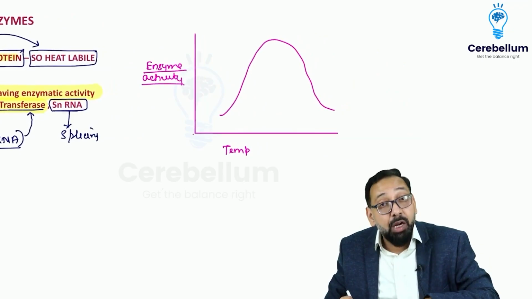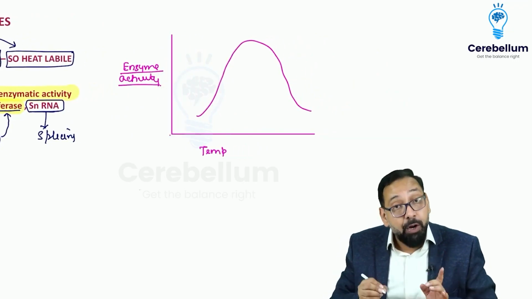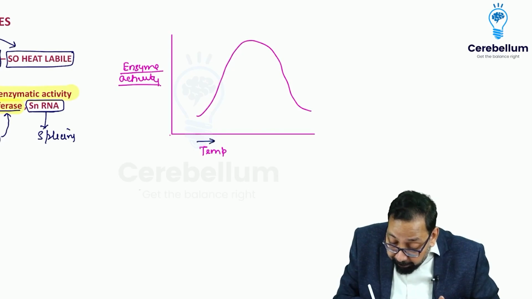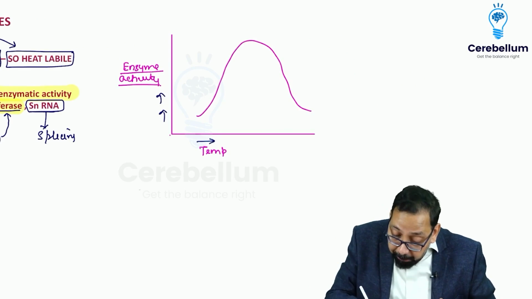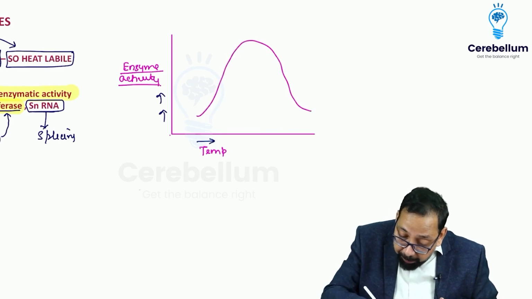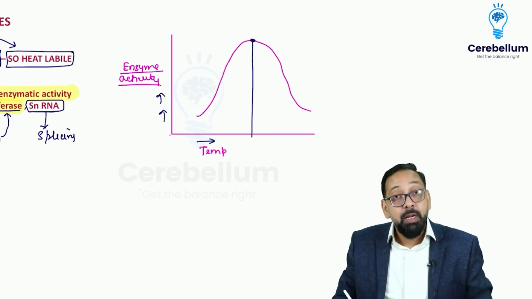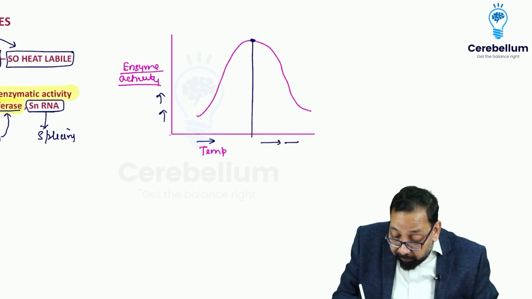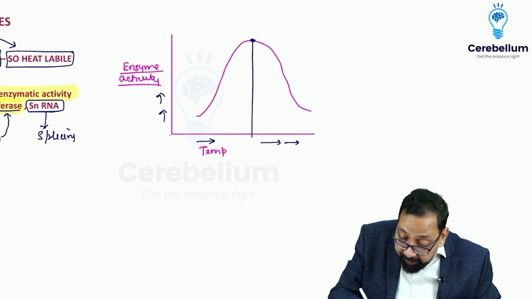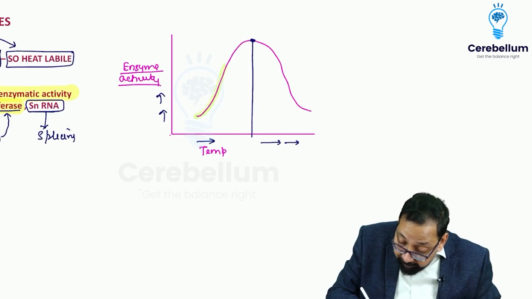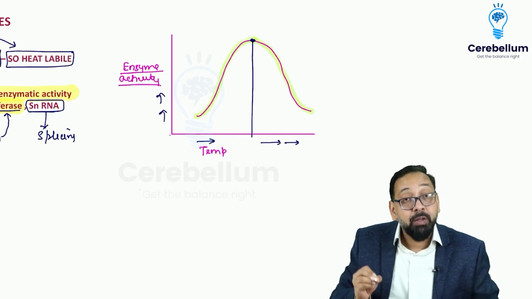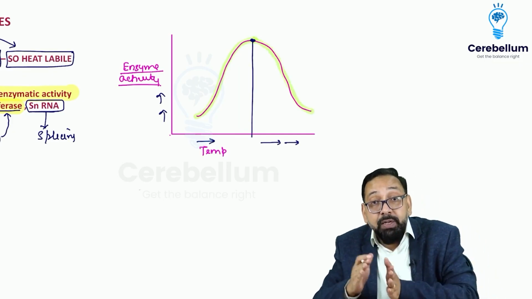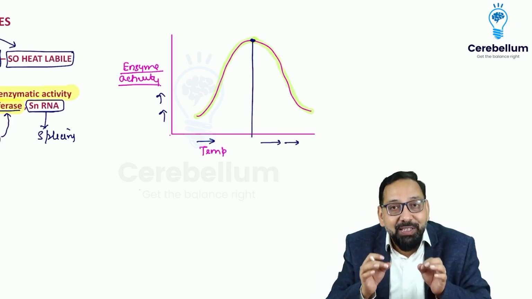In the temperature curve of enzyme, we find that if you increase temperature, enzyme activity increases initially. At a particular temperature, enzymatic activity becomes maximum. If you increase the temperature further, enzymatic activity decreases. Why? Initially it is increasing, maximum, then it is decreasing. Because after a particular temperature, the enzyme is denatured.